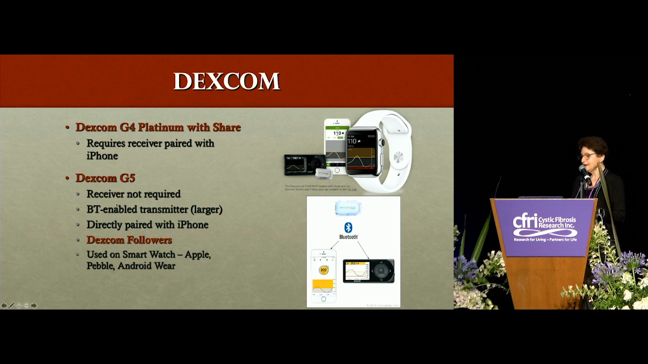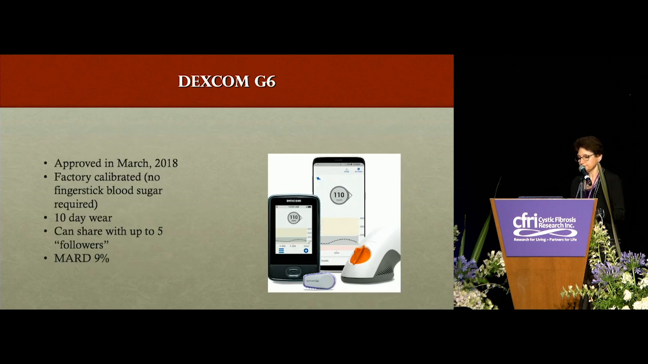G5 is the next generation. It also still requires calibration. It's Bluetooth enabled. So again, for this device, even the little receiver is no longer needed. You can see everything on your phone or on any smart watch device or smart Fitbit. And again, you can share with 5 different individuals. The device is worn for 7 days. So you put it in for 7 days and then exchange it, or sometimes not exchange it and continue using it. But again, FDA approved just for 7 days of use.